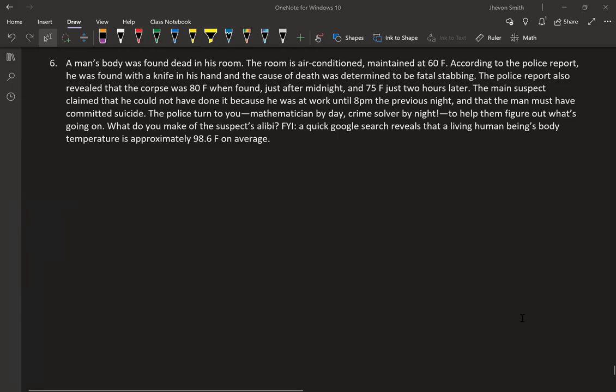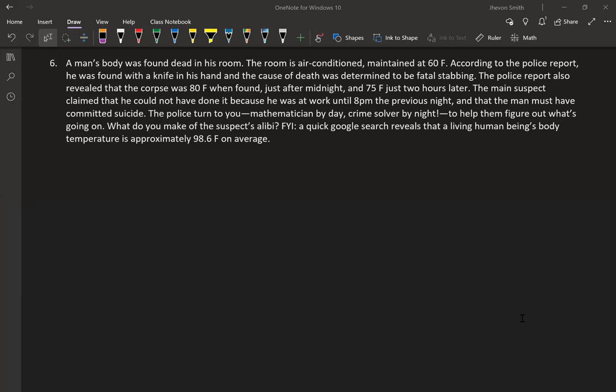So a body was found. We know that the room is temperature conditioned. It's always 60 degrees Fahrenheit. According to the police report, the body was found with a knife in his hand, and the cause of death was determined to be fatal stabbing. So from the looks of it, it starts to look like a suicide.